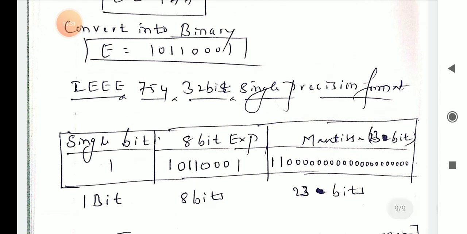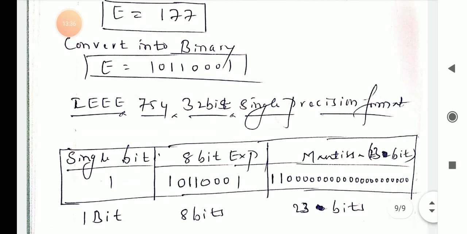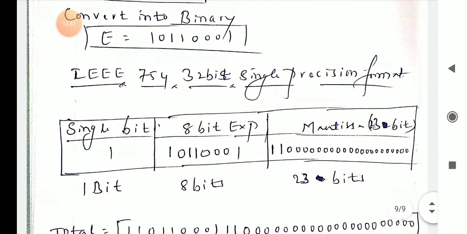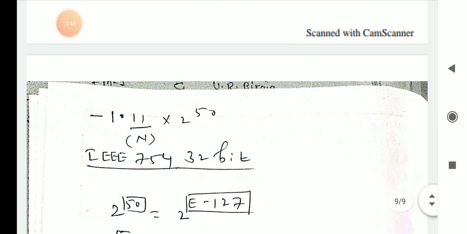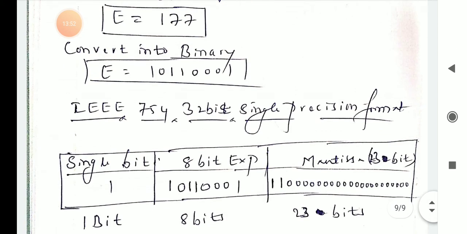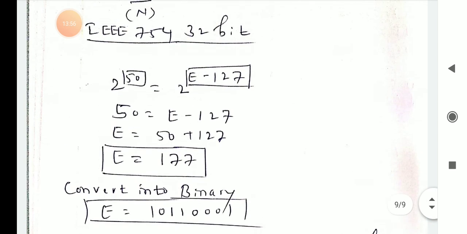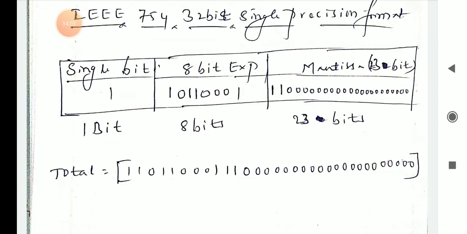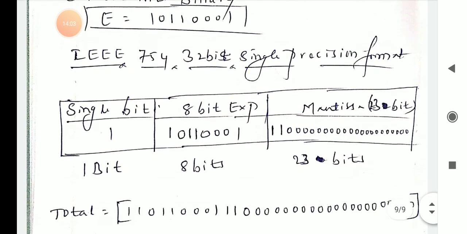Consider the single precision format. In the single sign bit you have to write 1, because the sign is negative here. In the previous example you considered the positive sign, so you used 0 in the single bit. In this example you have a negative sign, so you have to take 1 in that bit.